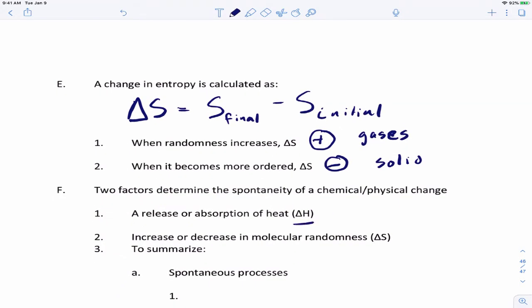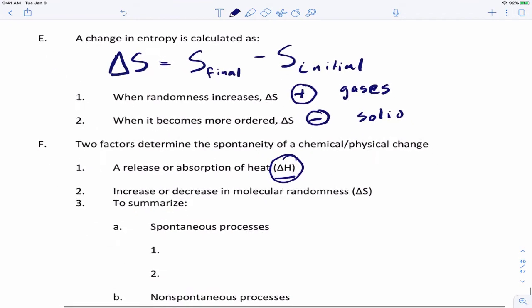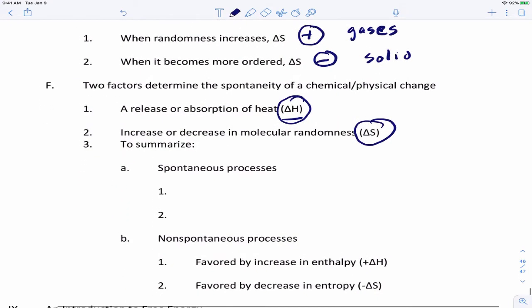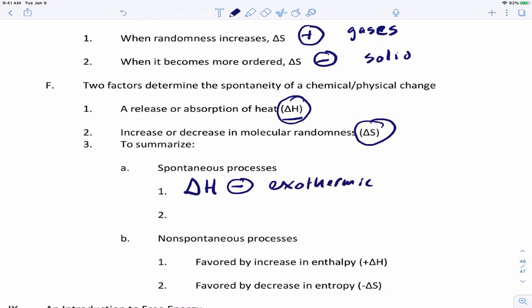Okay, so there are factors that determine the spontaneity of a chemical or a physical change. The first is that we've got to look at the release or absorption of heat, and that's where the enthalpy comes in. The other thing that determines the spontaneity of a chemical or a physical process is the delta S. So there's delta H and delta S involved. So if we have a spontaneous process, to summarize all this, the enthalpy, delta H, should be negative because that describes an exothermic reaction. It's releasing energy. It's releasing heat. At the same time, the entropy value needs to be positive, so that the molecules are random.